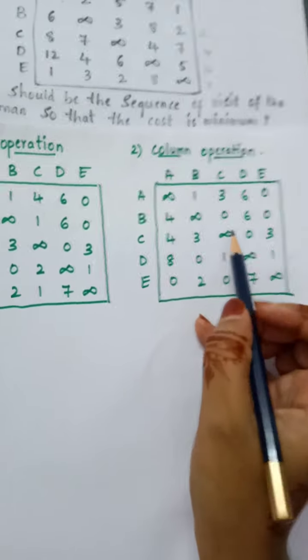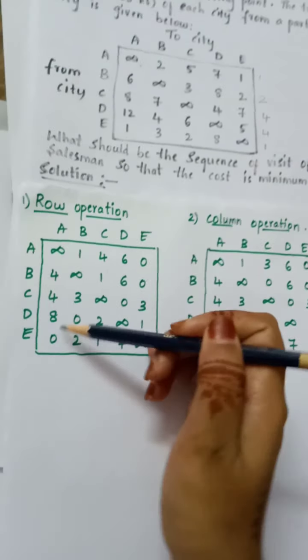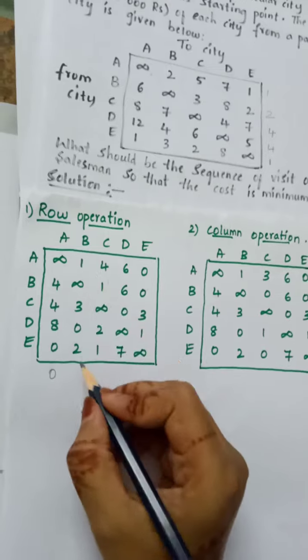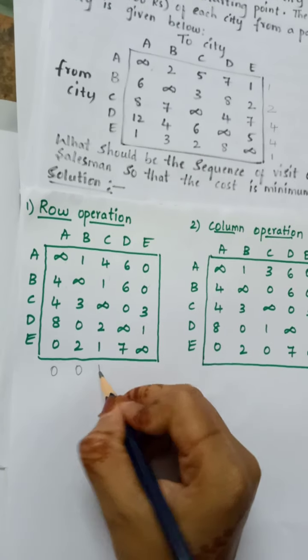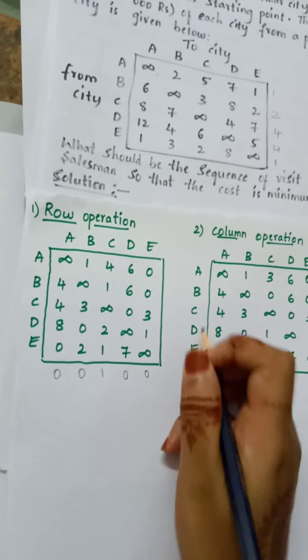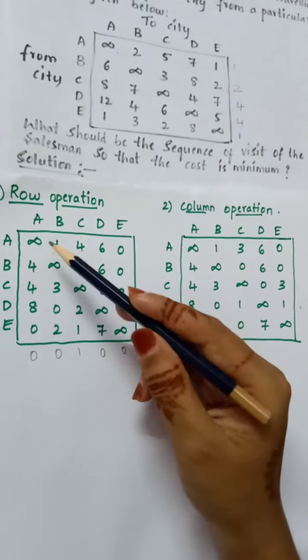And the next step is to do, students, the column operation. In the column operation, we have to work on the result of the row operation only. In the first column, the minimum value is 0. In the next column, the minimum value is again 0. Here the minimum value is 1. In the fourth column, the minimum value is 0. And in the fifth column, the minimum value is 0. We have to subtract the minimum value from the remaining elements in that particular column.